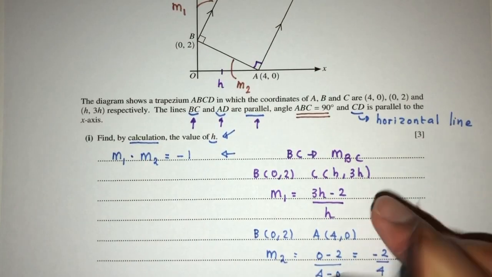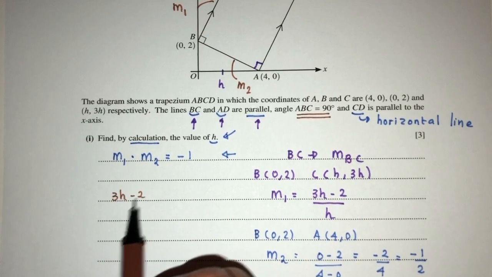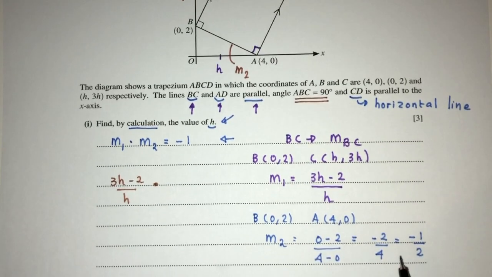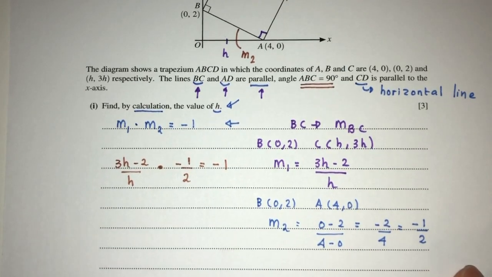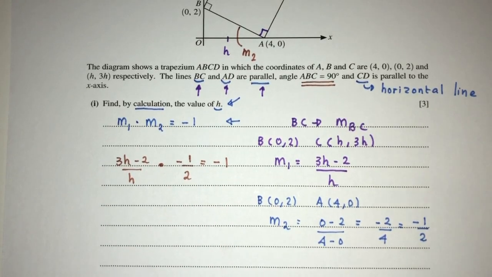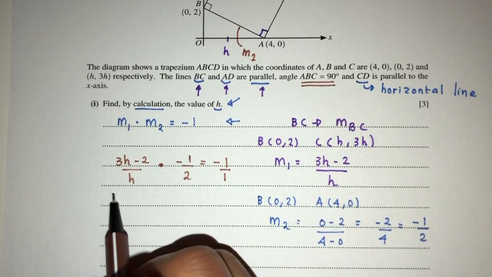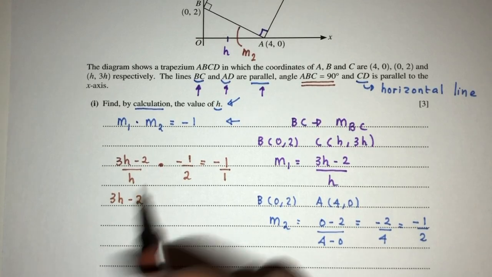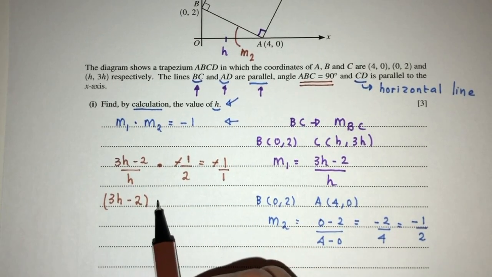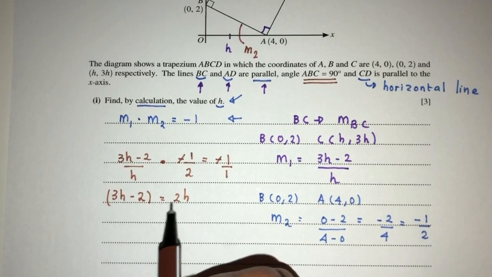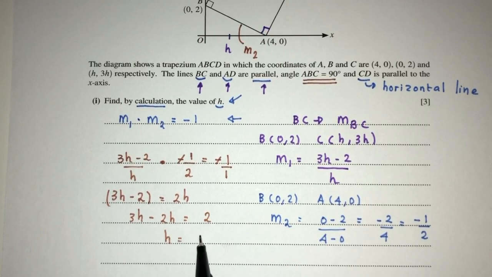Now let's put these values back in the main equation. So M1 is 3H minus 2 over H, multiplied by M2, which is minus half. It is supposed to give you -1. Now what we can do is first try to cross multiply. Why not? You will have 3H minus 2, and this is minus 1 here, so let's cancel out the minus sign on both sides. Then you will have it equal to 2H. Simplify, send this over here. You will have 3H minus 2H equal to 2. H has to be the value of 2.